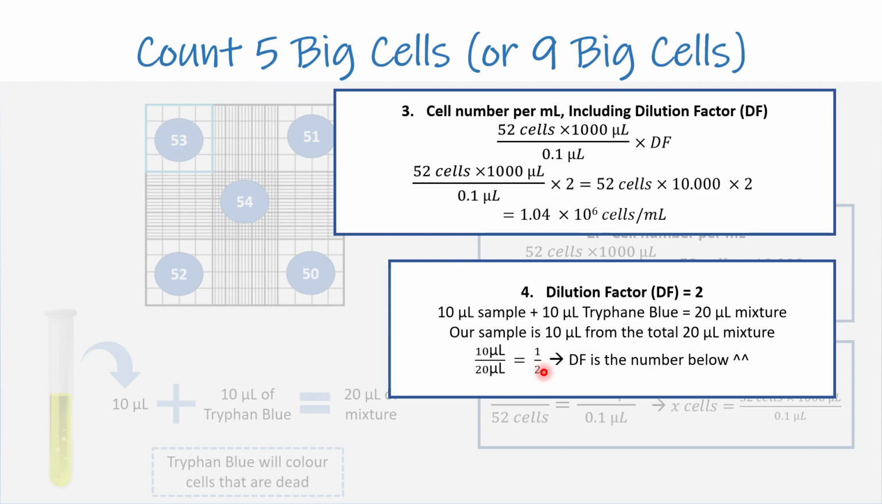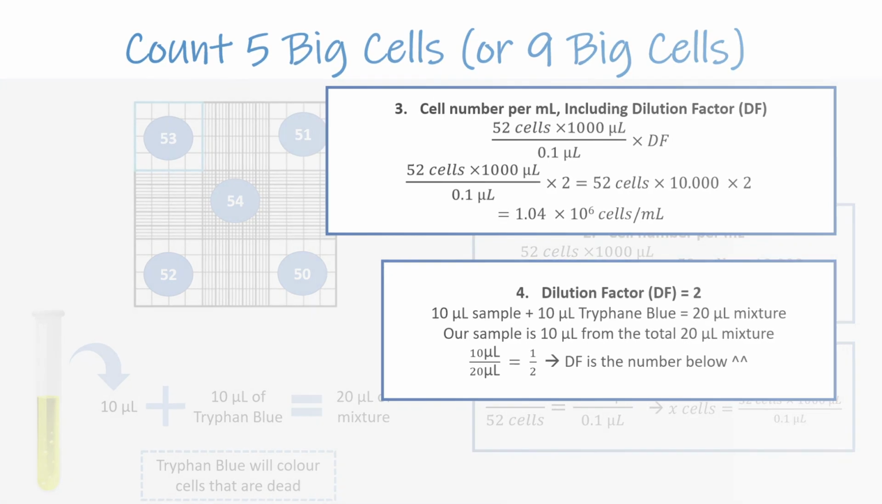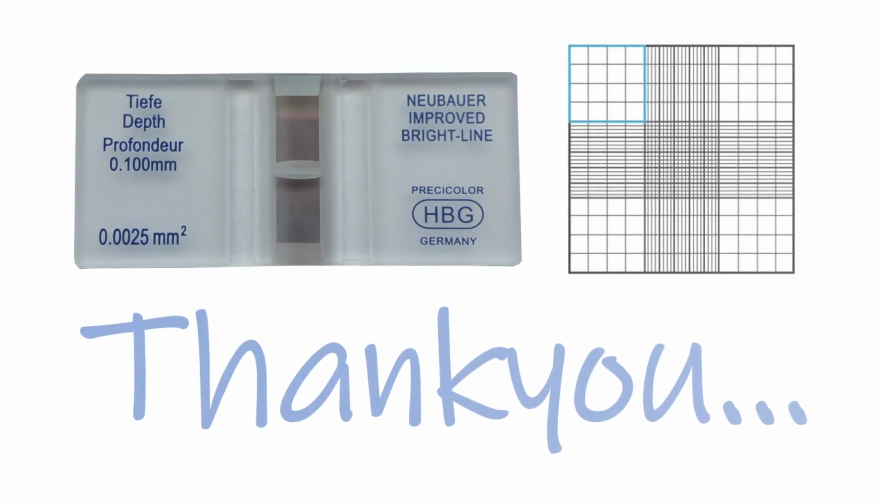So we put this dilution factor in this formula, and now we get 1.04 times 10 to the power of 6 cells per milliliter. And this is the real concentration of cells in our initial, undiluted sample of 10 microliters. Okay, this is the concentration of cells in the volume of 1 milliliter. And this is the same if you do it for 9 cells, okay?